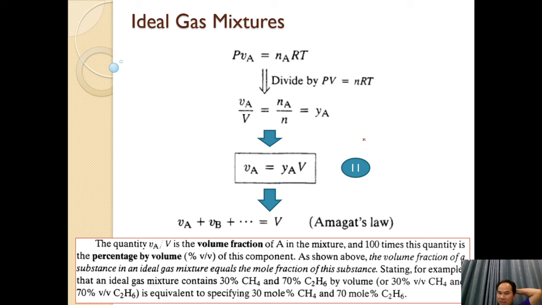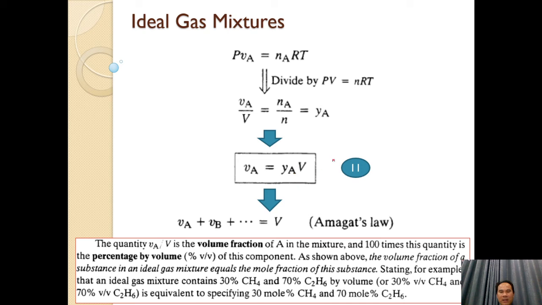Moreover, you can calculate Amagat's law. P VA equals nA R T, and then you divide it by PV equals nRT. VA divided by V equals nA divided by n. You get the mole fraction.